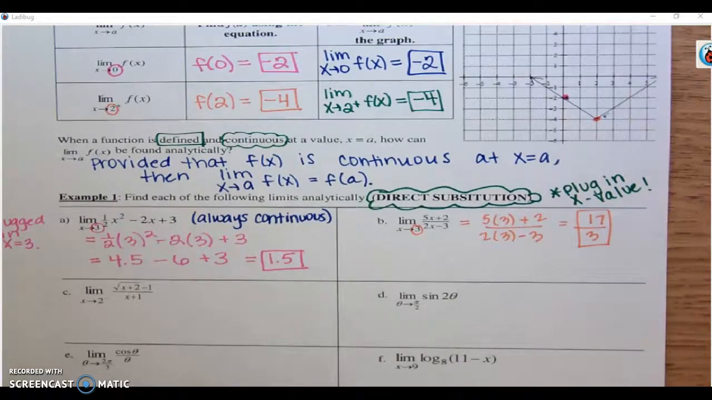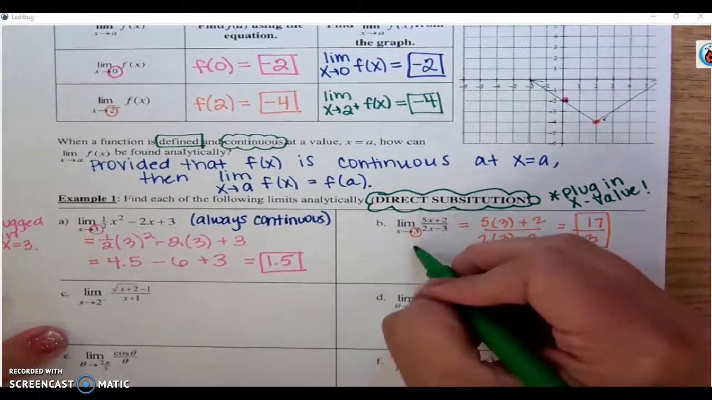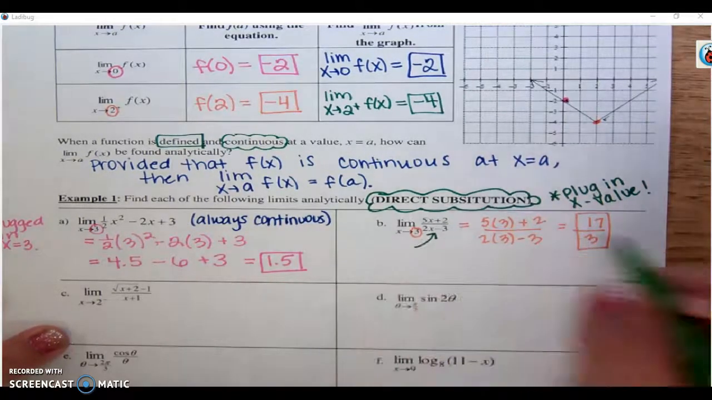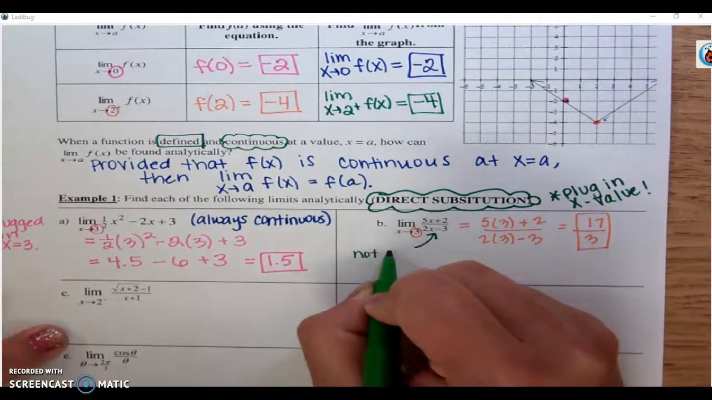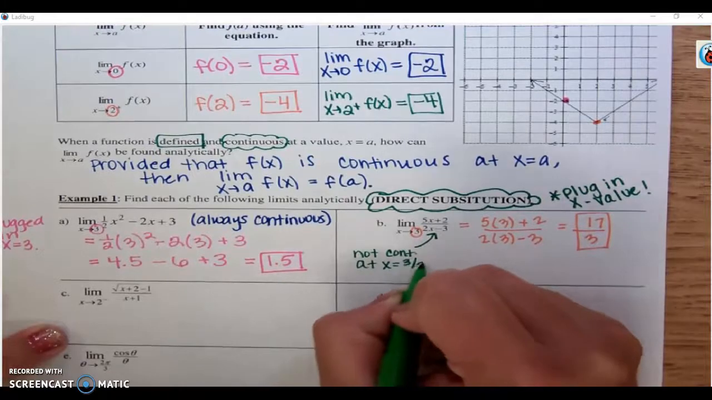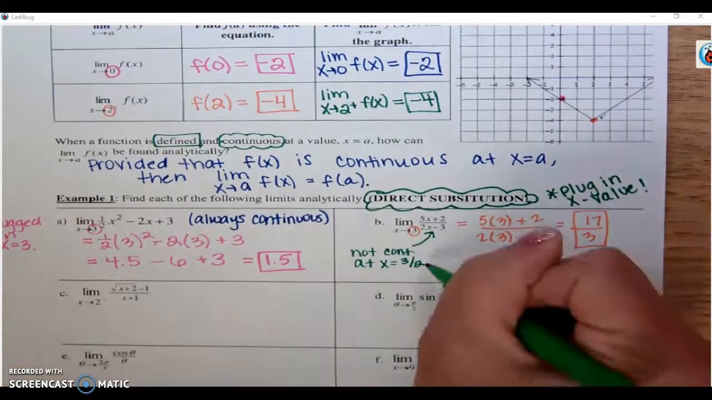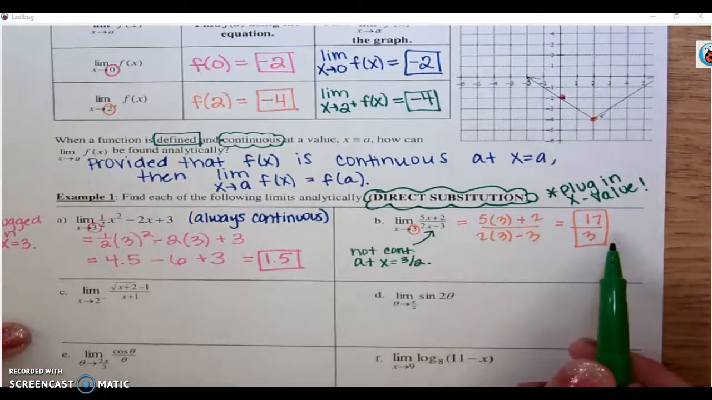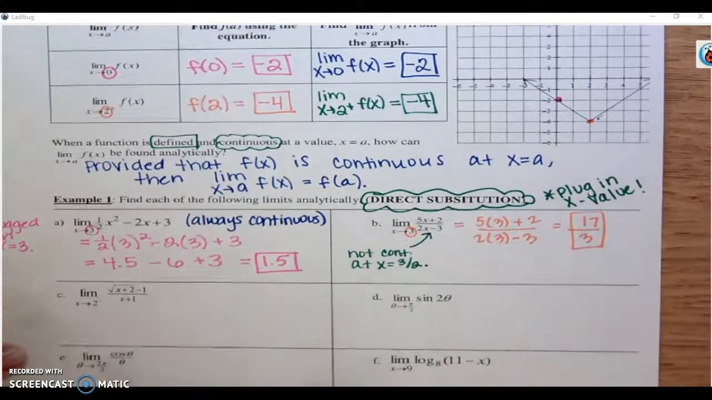Now, this graph is not always continuous. The only place that it wouldn't be continuous is where this denominator would be equal to 0. So it's not continuous at x equals 3/2 because that would make that denominator 0. So as long as this number right here is not 3/2, then this will work. Okay, so that's why it works, because that one at 3/2 there.